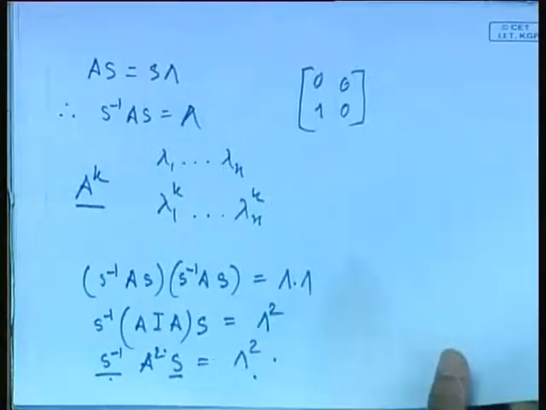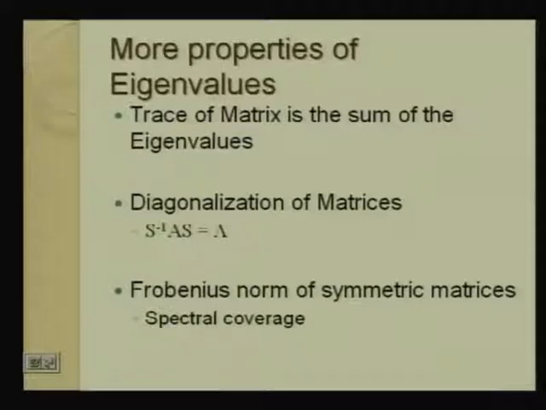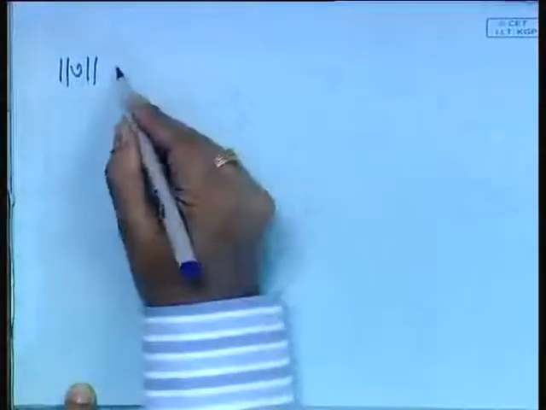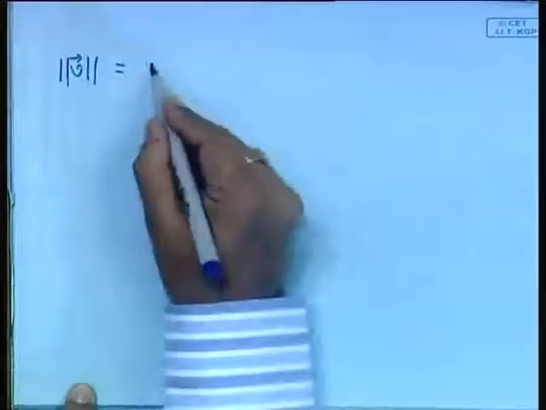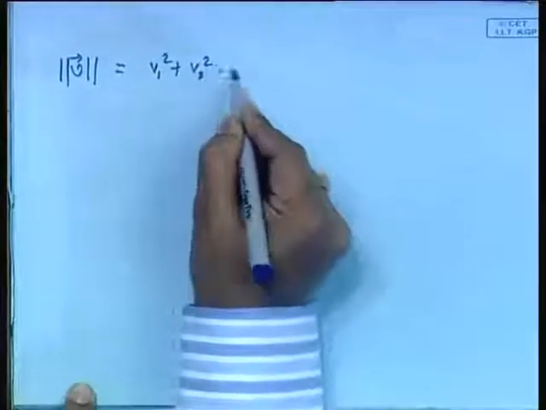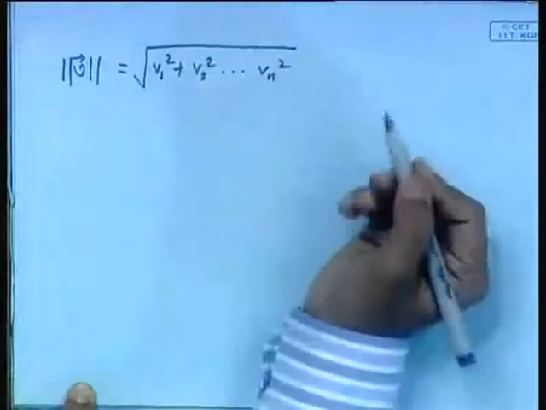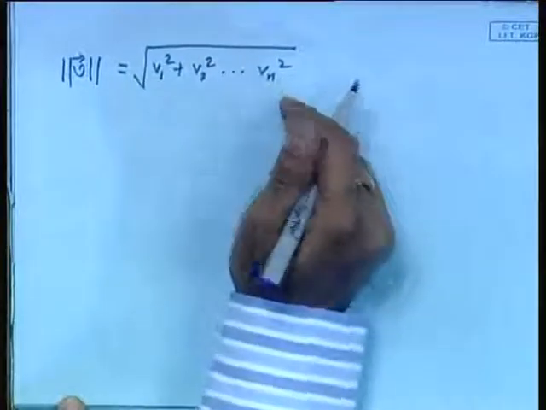Coming to the last of the interesting properties, it's called the Frobenius norm of symmetric matrices. So what's a Frobenius norm of a matrix, or rather what's a Frobenius norm of a vector? Do you know? Have you heard of the Frobenius norm? Have you heard of the L2 norm? So what's that? Yeah. So for a vector, it's very simple. If V is a vector, the norm is the square root of V1 square plus V2 square plus up to Vn square. This is the Frobenius norm of a vector.